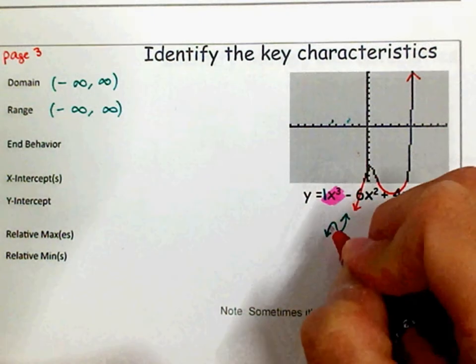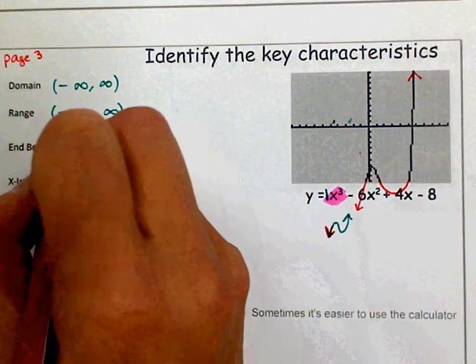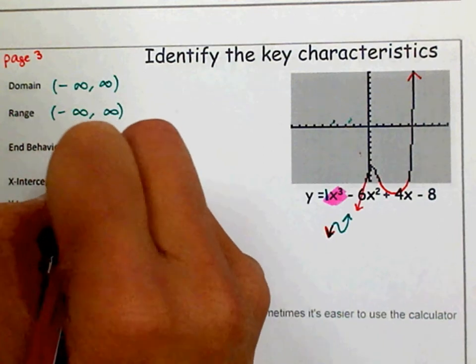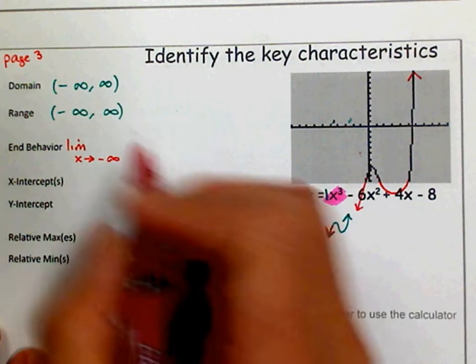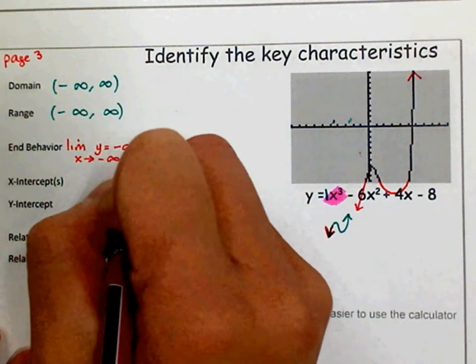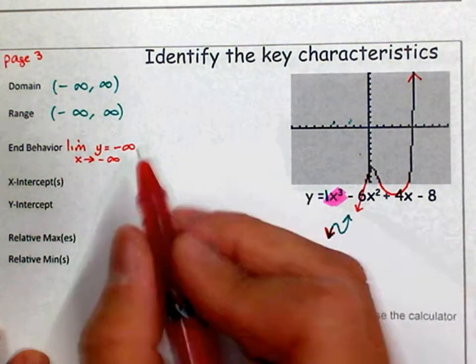Okay. Notice this left side. End behavior for the left, you're going to write limit, x is coming from negative infinity. What is happening on the left side? It's falling left. Since it's falling, it's heading toward the negative infinity.